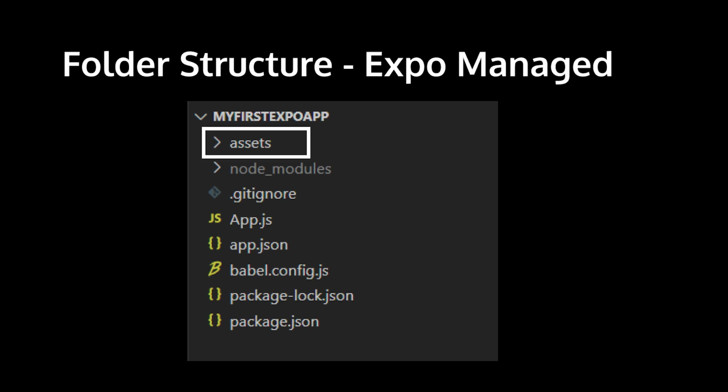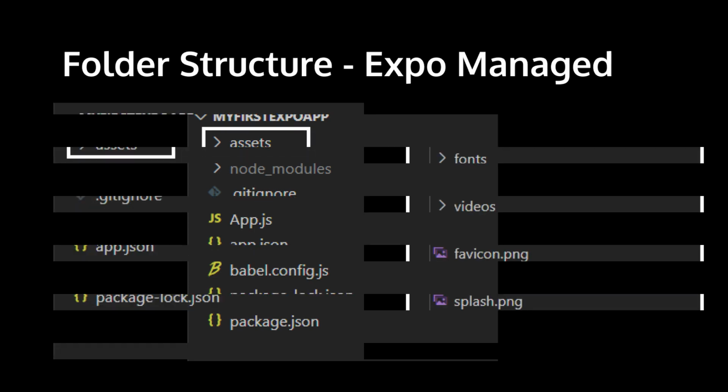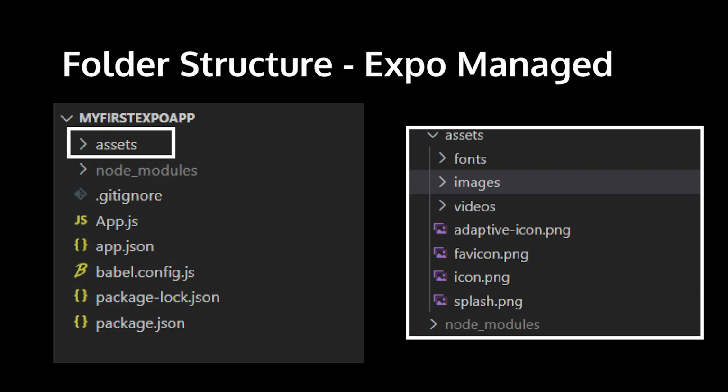The first top-level folder in an Expo Managed React Native project is the Assets folder. This folder is where you can store static assets such as images, videos, fonts, and more. To keep your assets organized, you can create subdirectories within the Assets folder, such as images, videos, fonts, and so on. This allows for better management and easy access to the specific types of assets you need for your app.